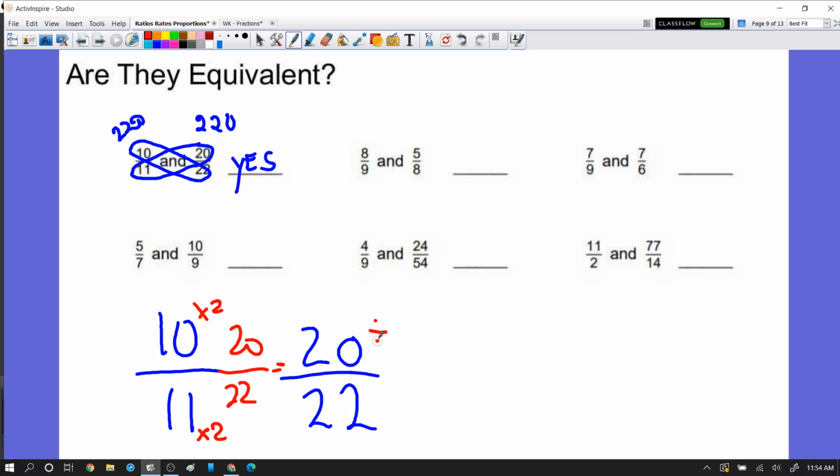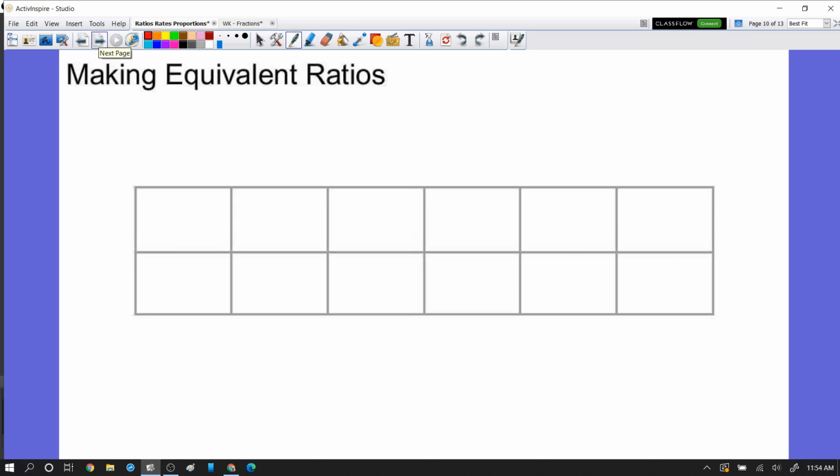By dividing, reducing the fraction by 2, since they're both even numbers, you get 10 over 11. So this is why the process we're doing works. The common factor that I was talking about was 2. So whenever you do that, they're going to come up as being equal. So if you ever want to find out if they're equal, just multiply diagonally on both of them. If they have the same number, they're equal.